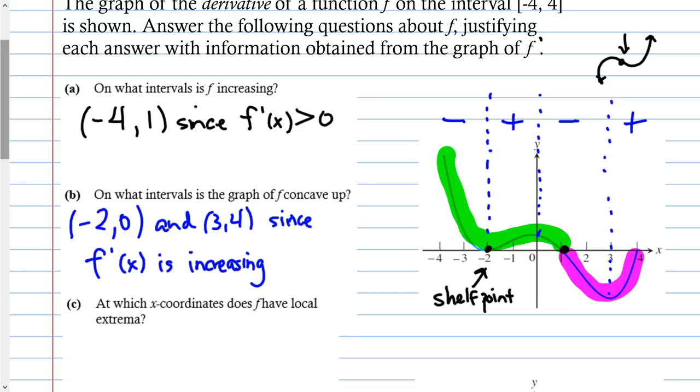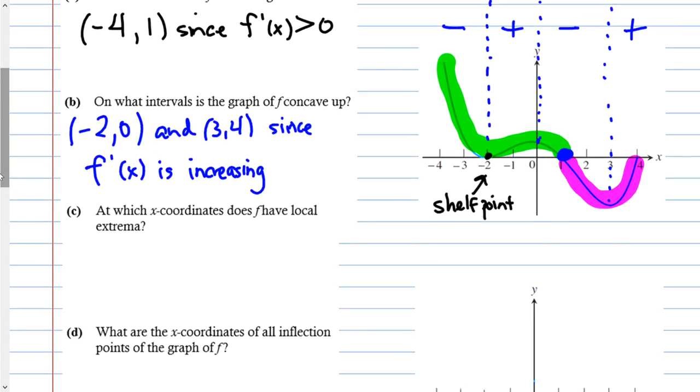C, at which x coordinates does f have a local extrema? Okay, so earlier I mentioned that this right here, x equals 1, is a critical value, right? Because my slope is equal to 0. So it appears to have a min or max at x equals 1. If you want to figure out if it is a min or a max, all you got to do is go back to the stuff I highlighted. The green and the pink, right? Or purple, whatever color you want to call that.